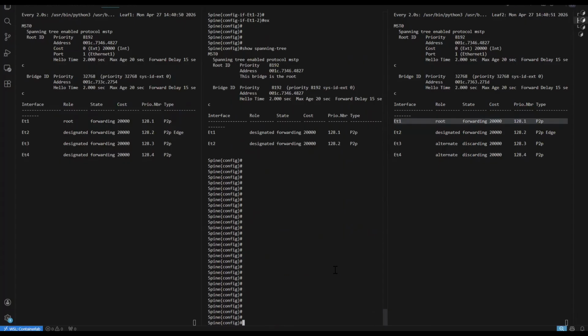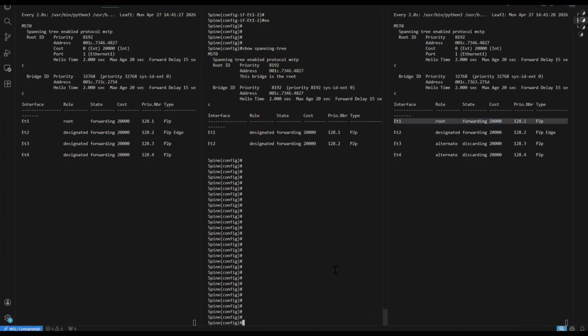BPDU guards are recommended and are supposed to be configured on the edge ports where we'll connect the endpoints, because endpoints are not supposed to be participating in this spanning tree. So if somebody sends BPDU on a port which is BPDU guard enabled, STP will put that interface in an error disabled state. So that's what we saw here on the spine.